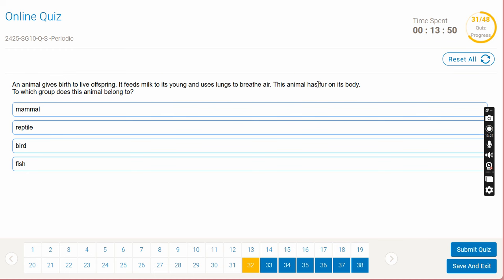An animal gives birth to live offspring, it feeds milk to its young, and uses lungs to breathe air. This animal has fur on its body. Now remember, humans also, they're classified as mammals. They also feed their young, their babies, milk, and they use lungs to breathe air. So what is that? Mammals.